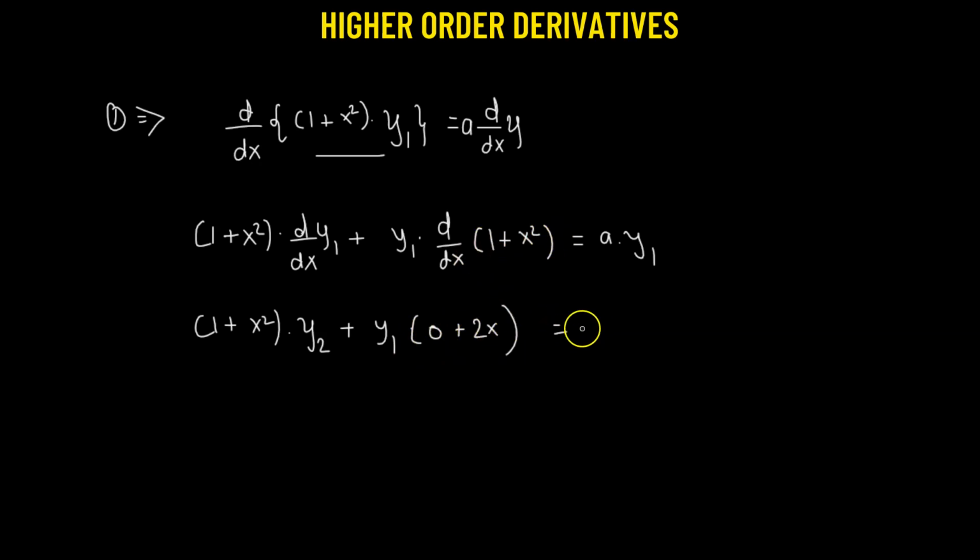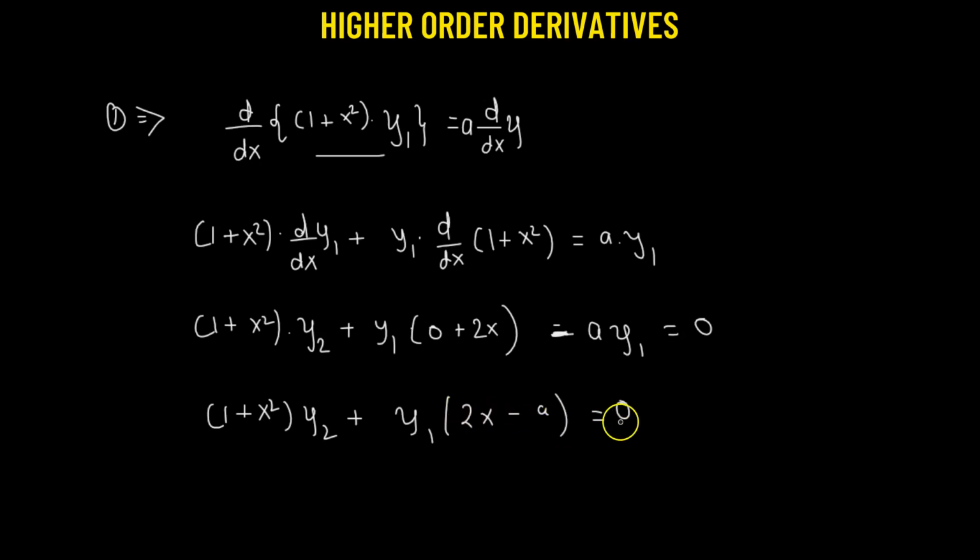This is equal to, so let's bring a positive a times y1 to the left hand side. So negative a times y1 equals 0. Fine. Now let's arrange everything. So we have 1 plus x squared times y2 plus, we will take y1 as the common factor, so this will be multiplied to 2x minus a. So this is equal to 0.